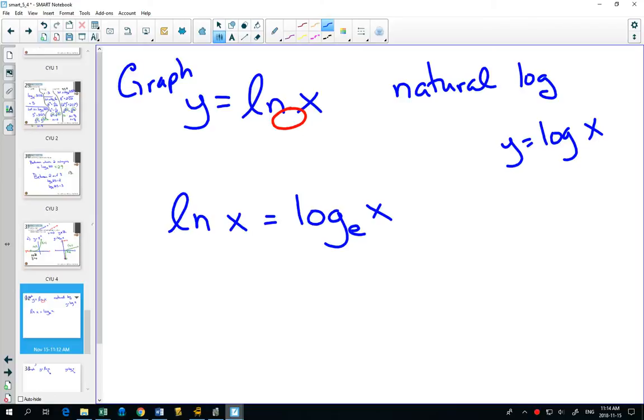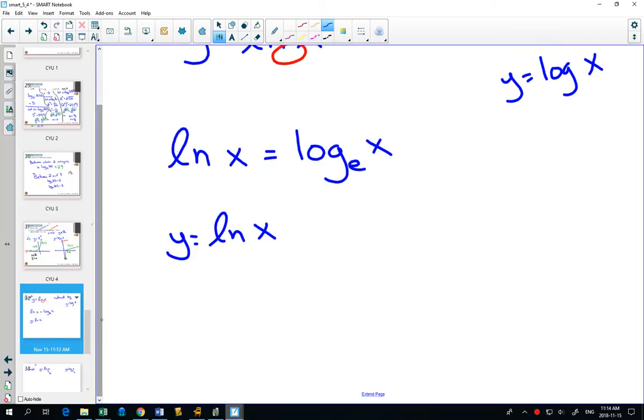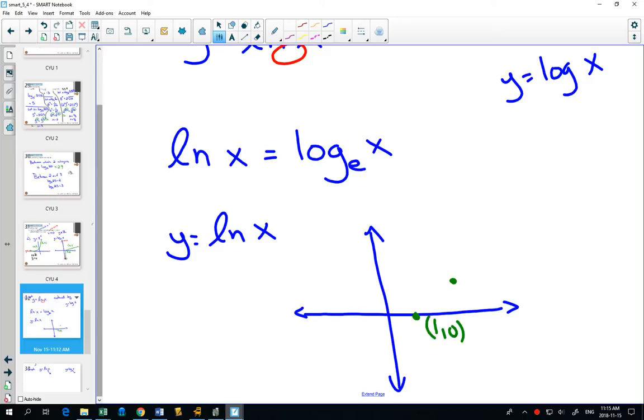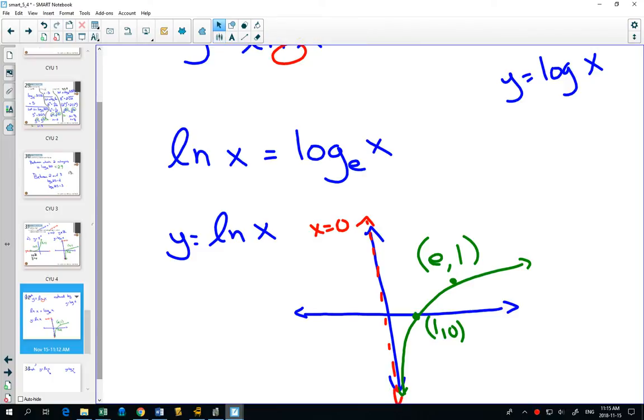So now to graph y equals the natural log of x, it's the same shape as all log graphs. What point is it going to go through? 1, 0. Definitely is going to go through 1, 0. And what's the second point going to be? e, comma 1. And there's going to be an asymptote at x equals 0.